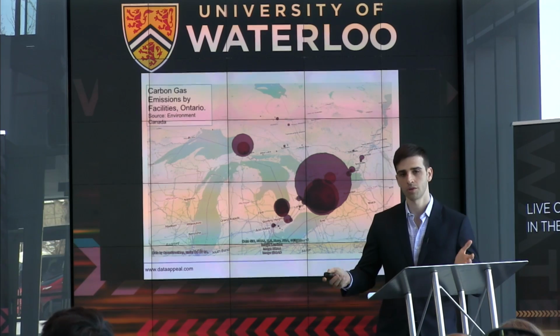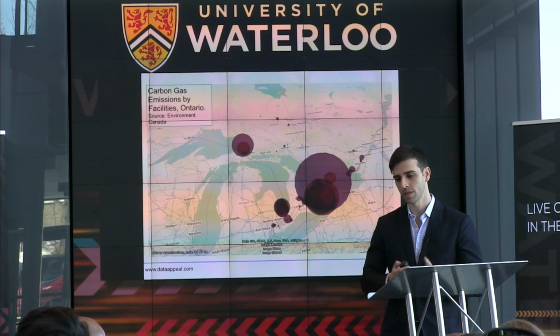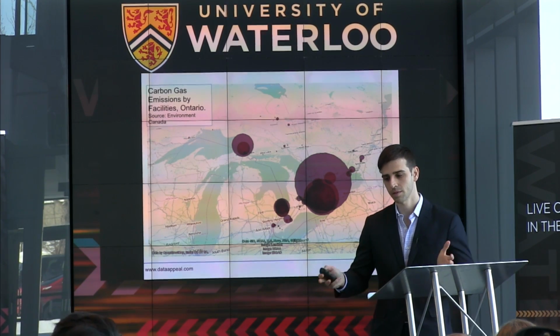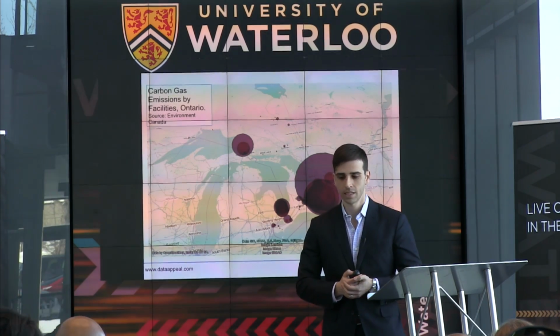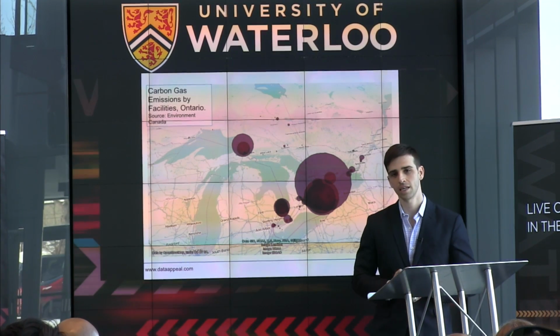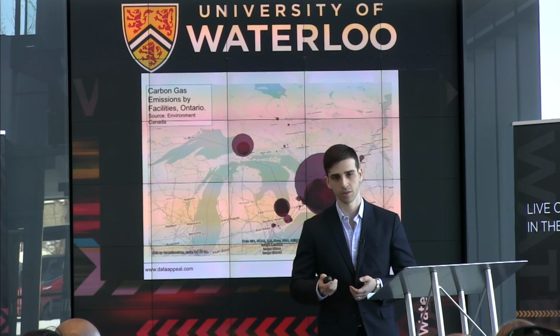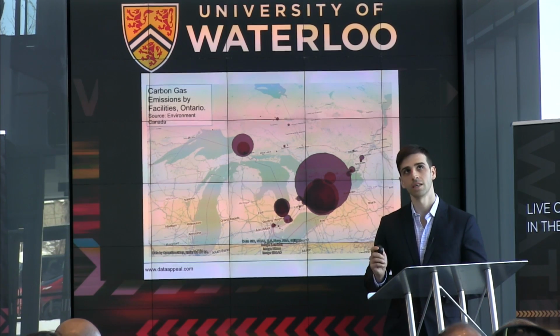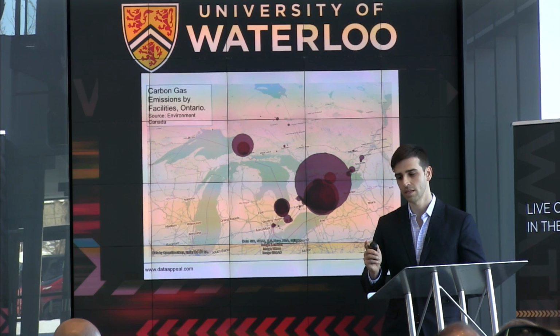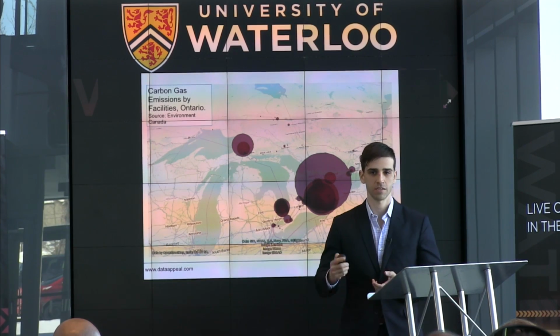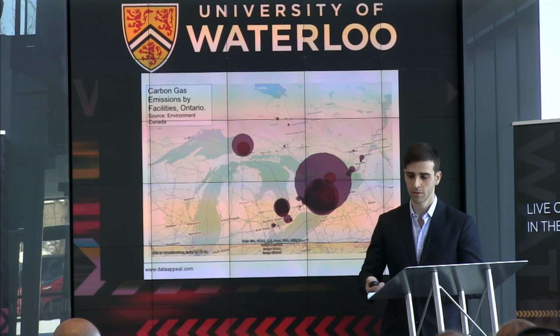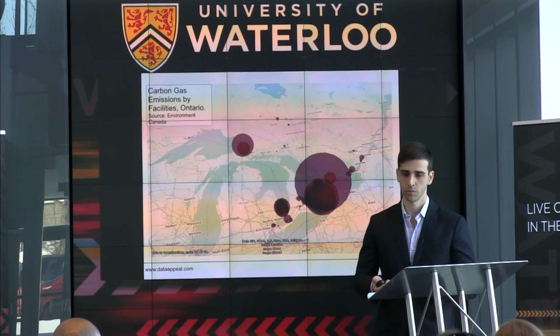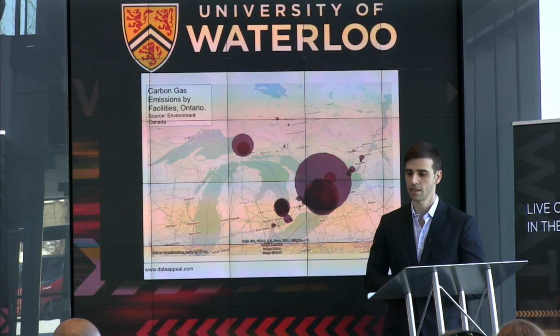And so just moving to a broader area, this is within the province of Ontario. It's taken off the federal government's portal. This is showing the carbon gas emissions from various facilities. And you can see through visualization how easy it is to see which facilities are the highest polluters.